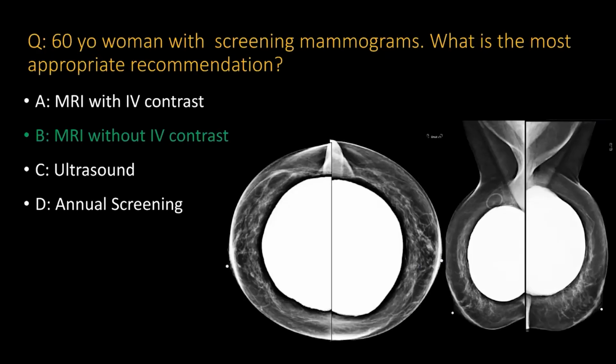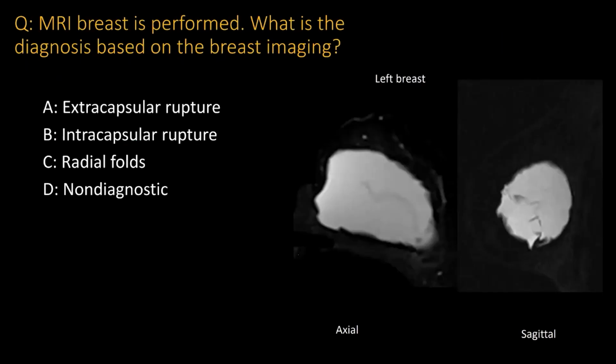Why do we recommend that? Because on the mammogram, you can tell that this patient has some undulation of the silicone implant on the right side. Also, she has no symptoms, and you can tell there's a calcification around this implant. So it's quite old, with the undulation. So we will worry about intracapsular rupture. So we recommend the MRI without contrast.